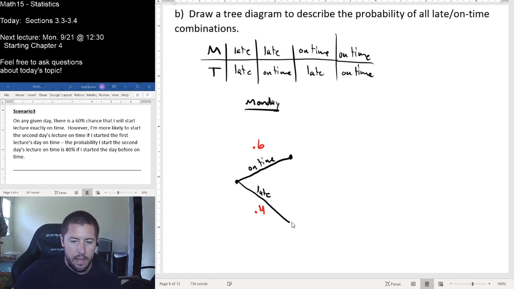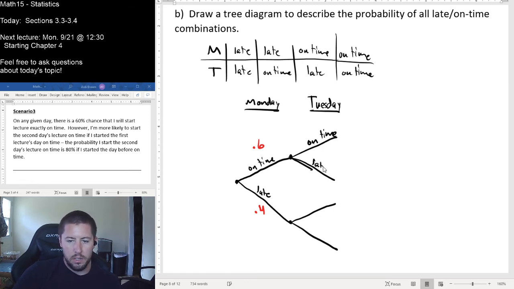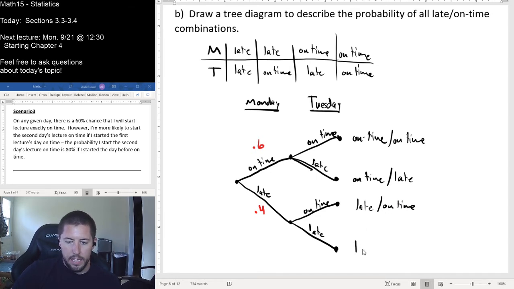So now I'm arriving at Tuesday, and there's going to be another probability event here, right? On Tuesday, I can either be late again or on time for the first time that week. So again, this is going to be my on time branch. This is going to be my late branch. This is my on time branch. This is my late branch. These then are the 4 possible total final outcomes for my week right here. This is my on time, on time. This is my on time on Monday, late on Tuesday. This is my late on Monday, on time on Tuesday. And this is my late for both.